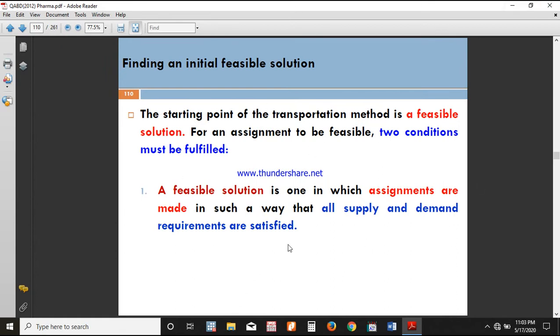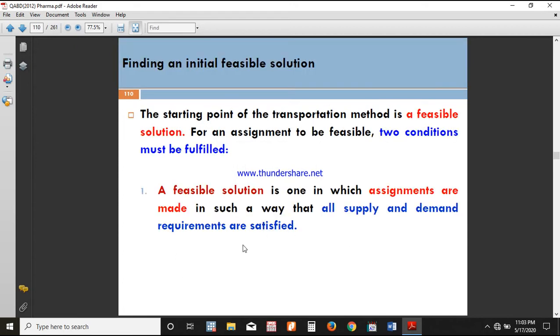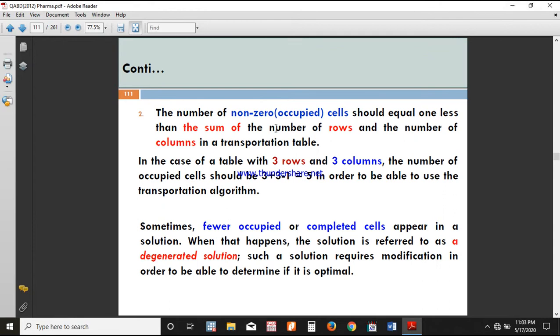To find an initial feasible solution, that is, to find the total cost incurred by this model, there are 2 conditions that should be fulfilled. The first one is that a feasible solution is one in which assignments are made in such a way that all supply and demand requirements are satisfied. Here you can see the supply is 500, and when we sum the demand, it is also 500. Therefore, all supply and demand requirements are satisfied.